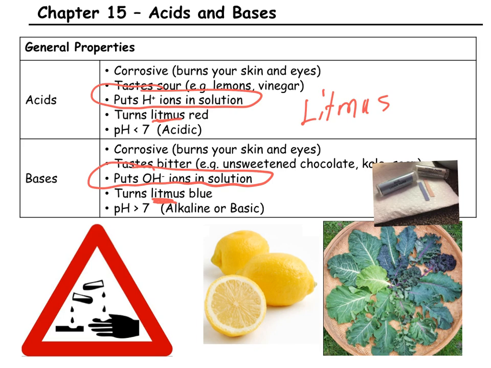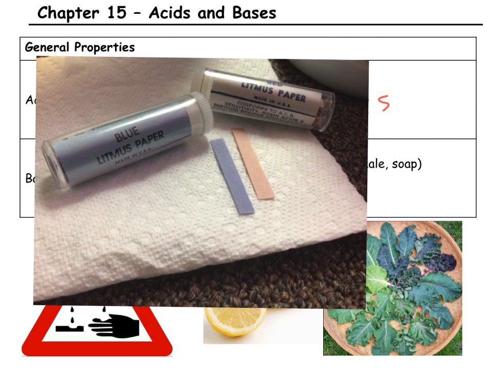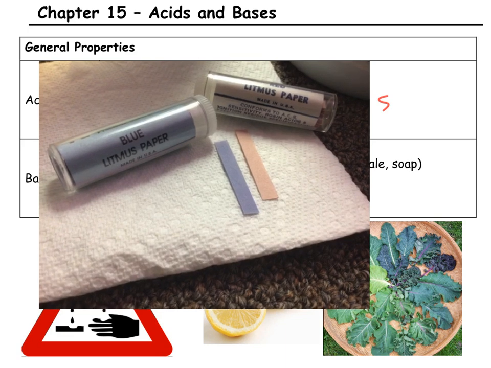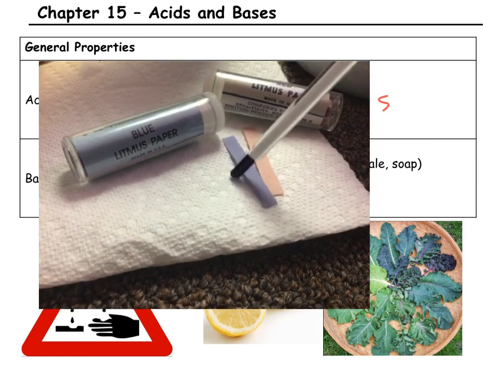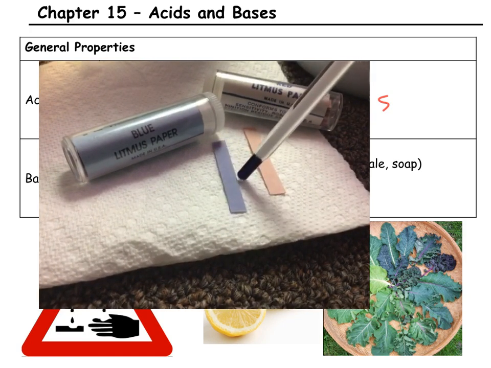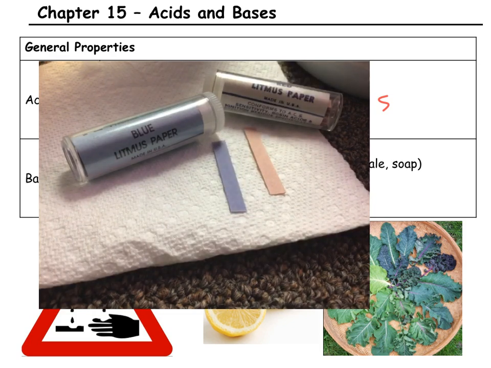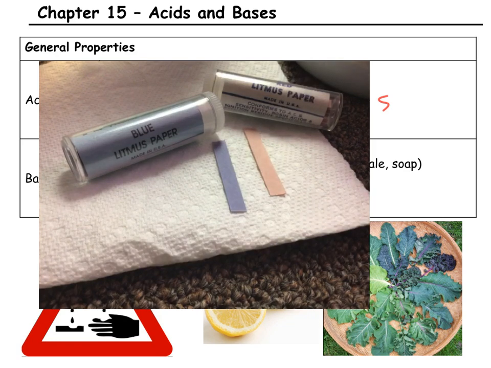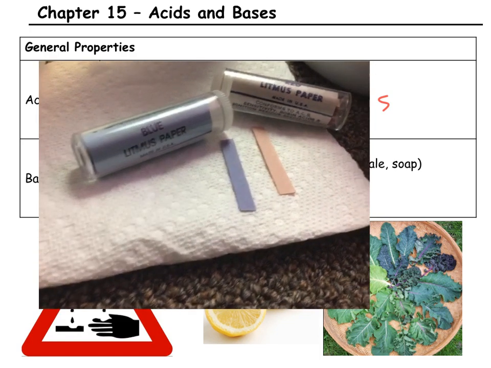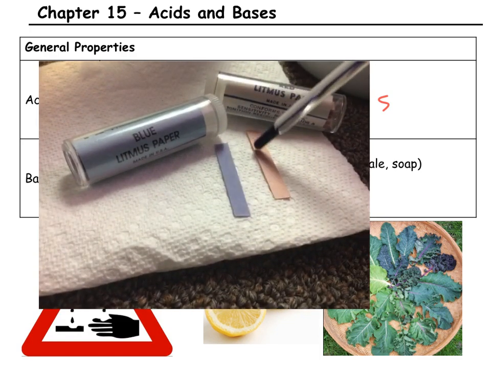Okay, let's take a look at what I'm talking about. I have here some what we call litmus paper, and it has that chemical soaked into the paper, and then the paper is dried out. Now, one paper is blue because it has a little bit of base mixed into it to start with, just to make it blue, and this one had a little bit of acid mixed into it to make it red to start with. Now, if I put acid on these, the red one should stay red, and the blue one should turn red. If I put a base on each one of them, the blue one will stay blue and the red one will turn blue.